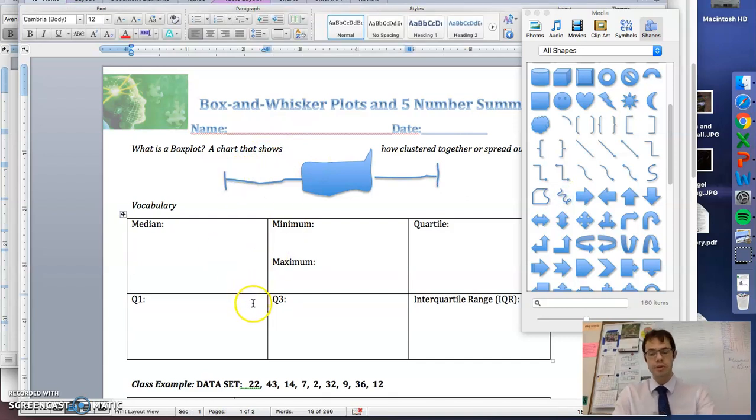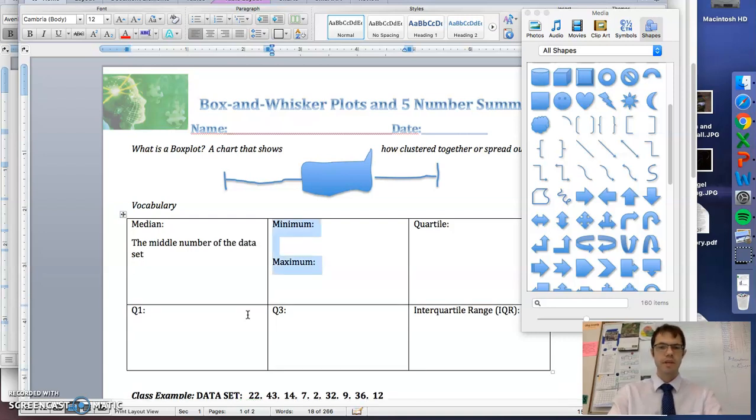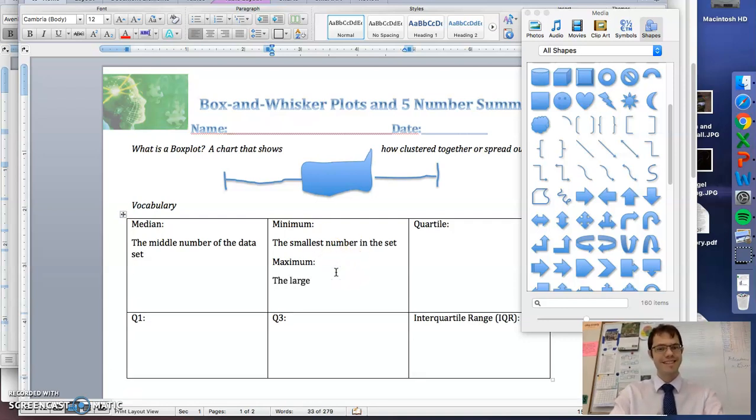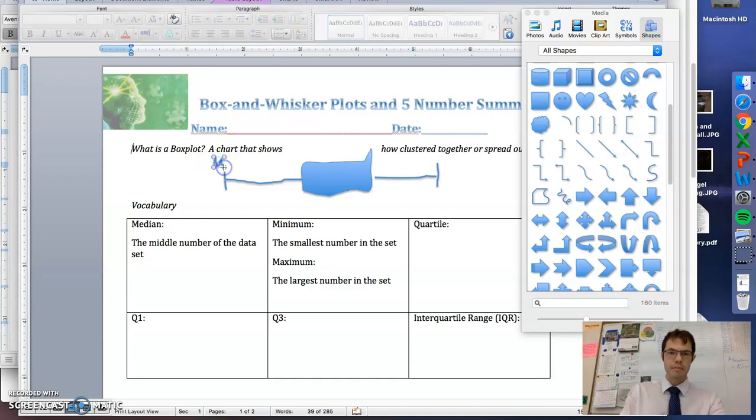Now, what goes into creating a box plot? Well, the first step is that you have to find the median, and this is just the middle number of the data set. The minimum is the smallest number in the set. The maximum is the largest number in the set. And these are up here on our chart, right? So this right here, that's our minimum, and it will form the left whisker.